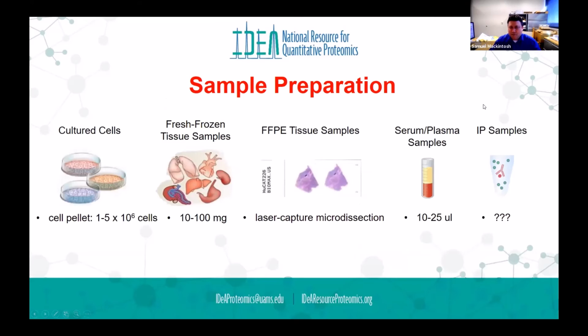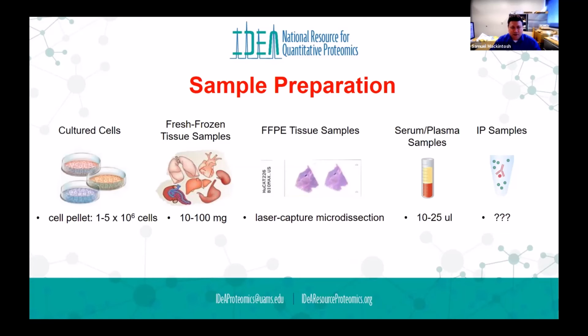So we could go into some specifics on sample prep here. Cell culture is probably the easiest type of experiment to do, because it's easy to harvest the cells in a clean way, pellet them, freeze them, and ship them. That's no problem at all. In most cases, it's easy to get the 1 to 5 million cells that we need for any type of experiment.